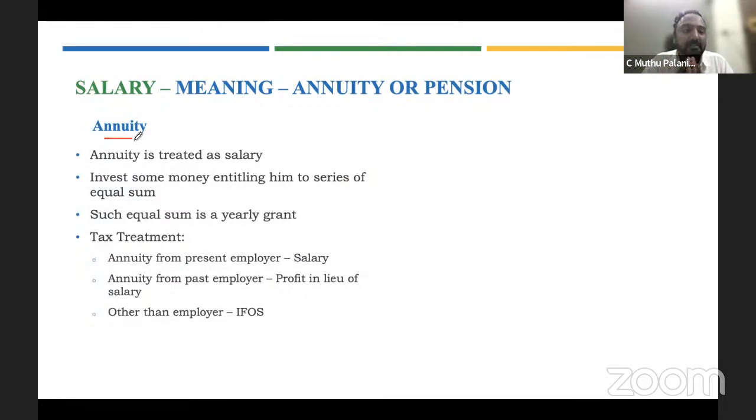So if I'm receiving annuity from the present employer, it will be considered under the salary. If it is received from the past employer also, it is still salary only, but it will be considered as profits in lieu of salary. That is 17.3. So this will be discussed in 17.3, profits in lieu of salary. If it is received from anyone else other than the employer, then automatically it will be covered under income from other sources. So this annuity is divided into 3 categories: present employer, past employer. Both are salaries. Anyone else, it is covered under income from other sources.